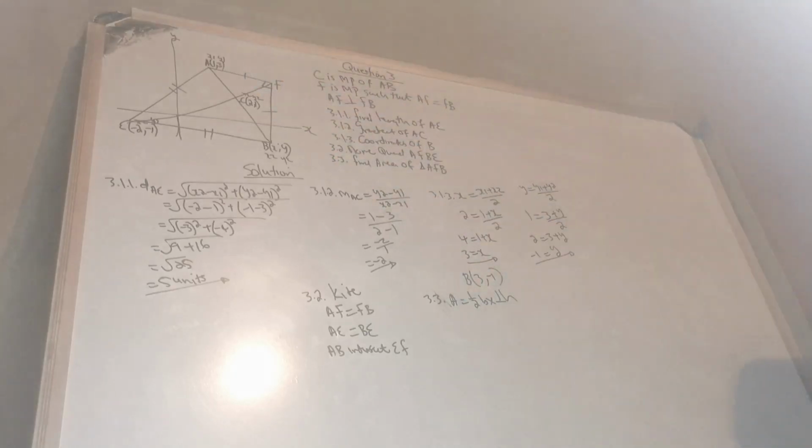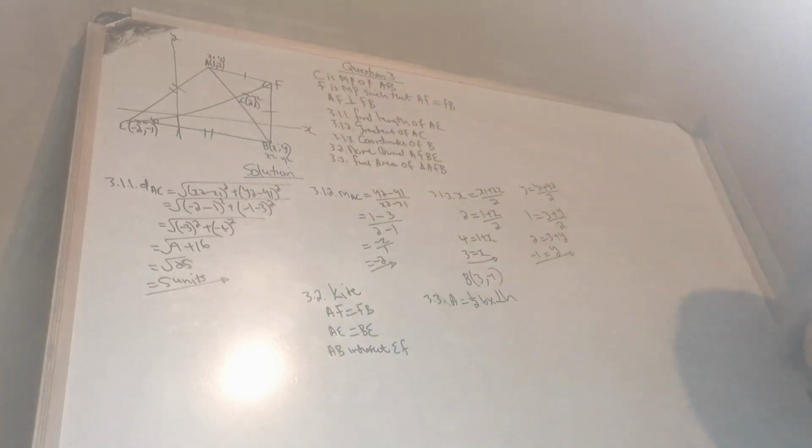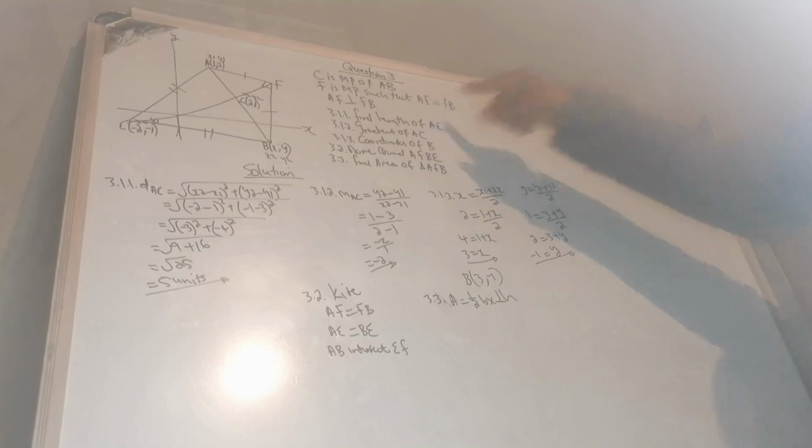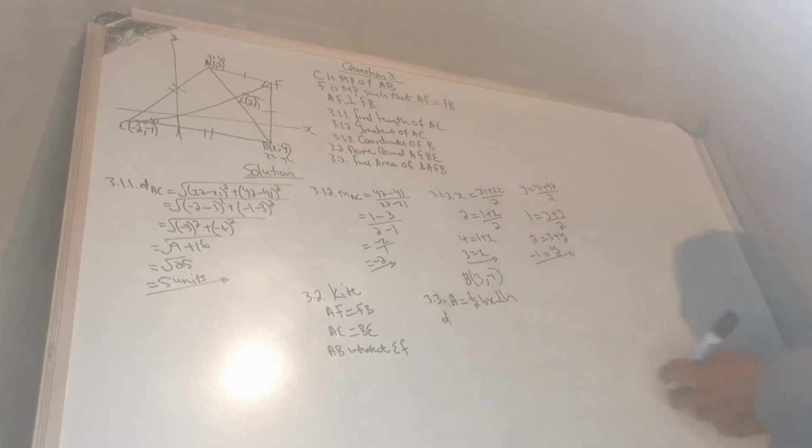Because the base is multiplying the height there, it doesn't really matter which one is the base and which one is the height. Do we have the distance of AF? No, we don't. But if we find the distance of AF, it will automatically equal FB because that was given. So we can find the distance. We don't have the coordinates of F. How do we find the coordinates of F?